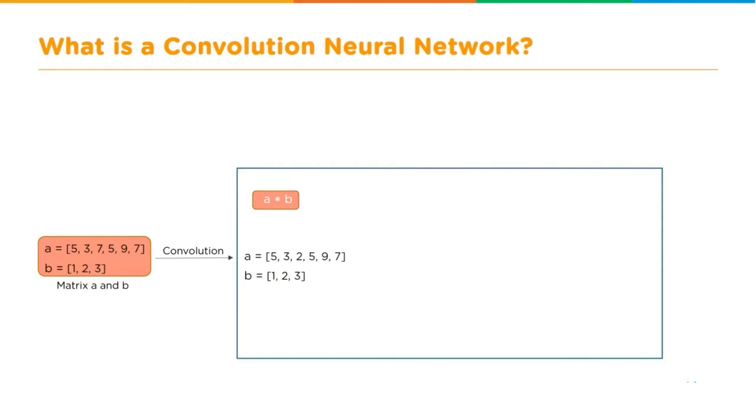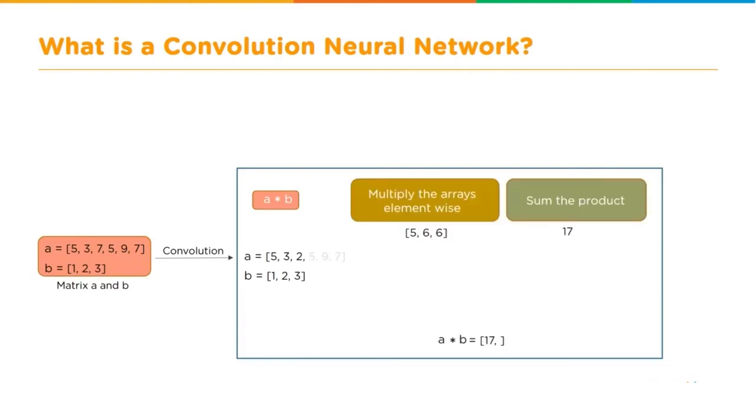Here, we've set up two arrays. We have, in this case, a single-dimension matrix, and we have A equals 5, 3, 7, 5, 9, 7, and we have B equals 1, 2, 3. So in the convolution, as it comes in, it's going to look at these two, and we're going to start by multiplying A times B. We multiply the arrays element-wise, and we get 5, 6, 6, where 5 is 5 times 1, 6 is 3 times 2, and the other 6 is 2 times 3.